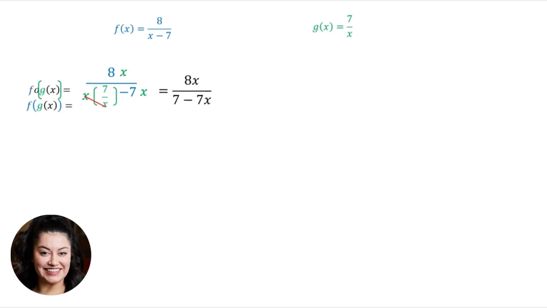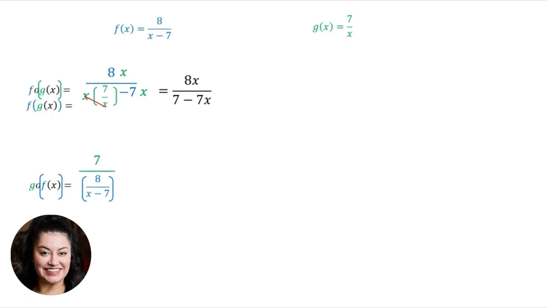We might also be given a composition the other way around, g of f of x. We're going to do the same process. Put some parentheses around your back function. Write what your back function is with some parentheses around it. And work your front function around your back function. My front function is saying 7 divided by x.